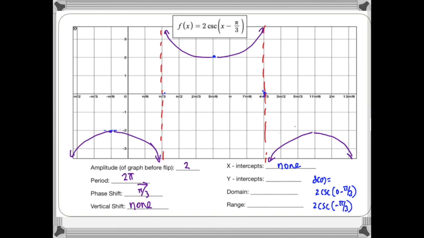And so, just using our knowledge of, and I'm just going to do the work right here, what we've got going on with the unit circle, we know that negative pi over 3 is going to be right here. Okay? And if you look at that from the sine perspective, the sine of pi over 3 is going to be root 3 over 2.